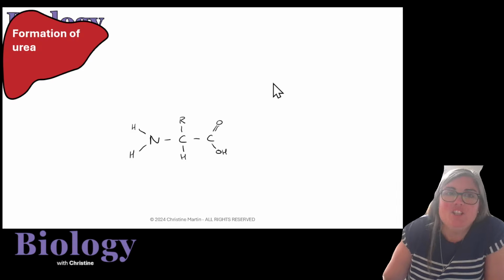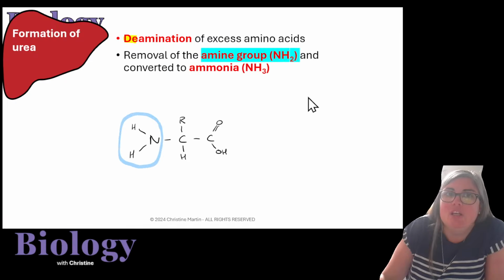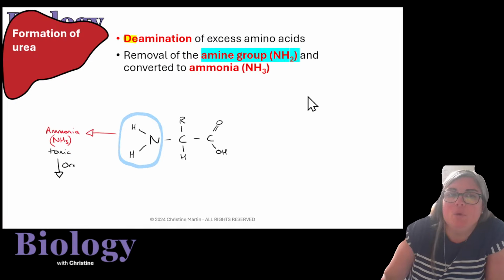So, formation of urea then. Deamination, we're going to remove it. We're going to make ammonia. Ammonia is toxic.